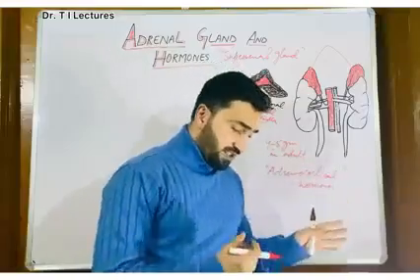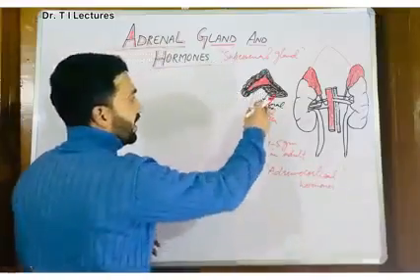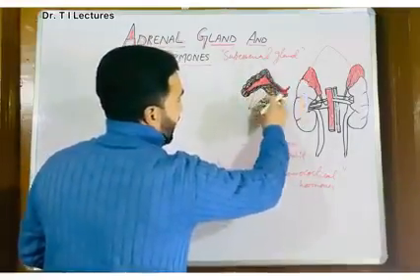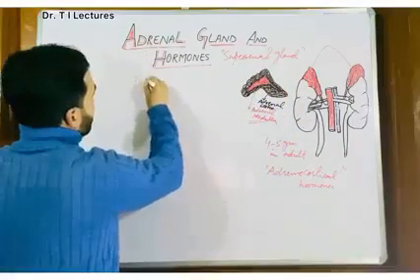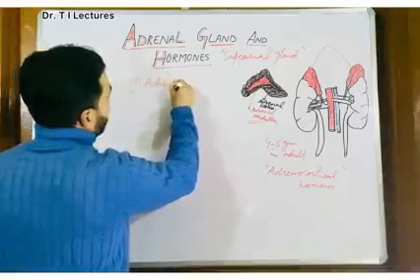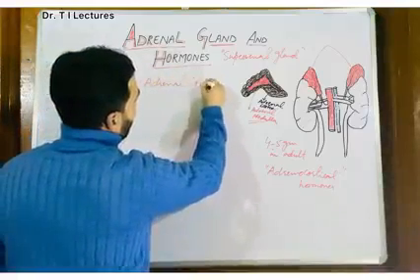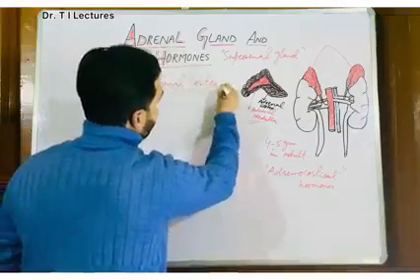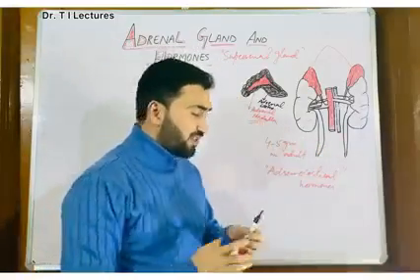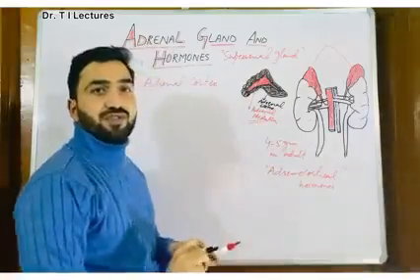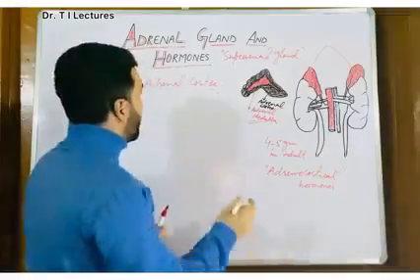So first we'll have a look at the outer part of the adrenal gland, that's known as the adrenal cortex, right? The adrenal cortex produces important hormones.